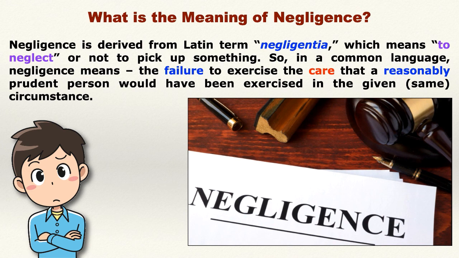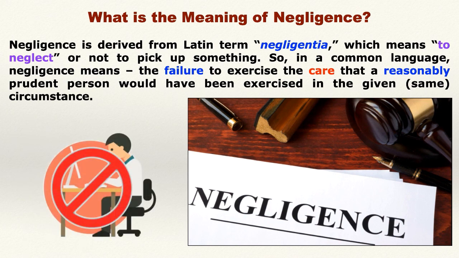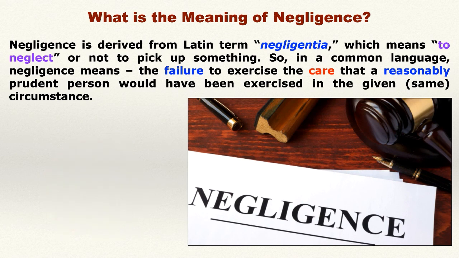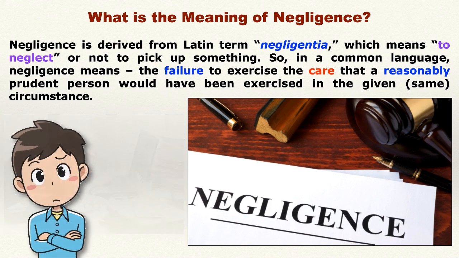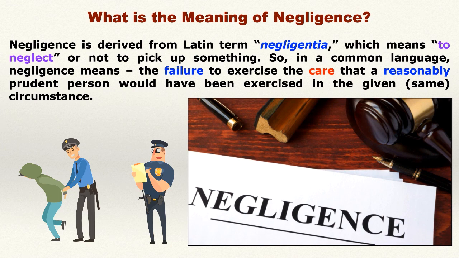So, there are certain terms that you need to understand in order to understand negligence. In common language, negligence means failure: if there is something you can do but you didn't do it or couldn't do it, that is your failure. If something is beyond your control, we are not discussing that. But if something is in your control, and because of your carelessness you couldn't do it, that is your failure to exercise the care that any reasonable, prudent person would have taken in that given circumstance. In that condition, whatever mistake or accident you caused, you will be held responsible. That is the meaning of negligence in this context.